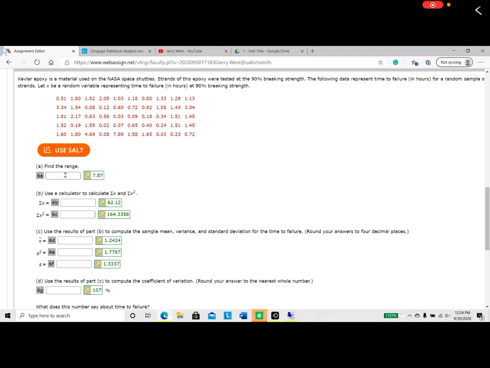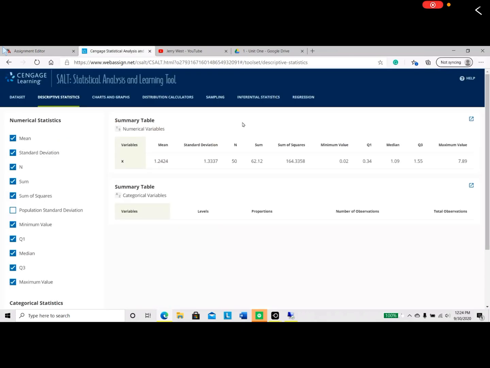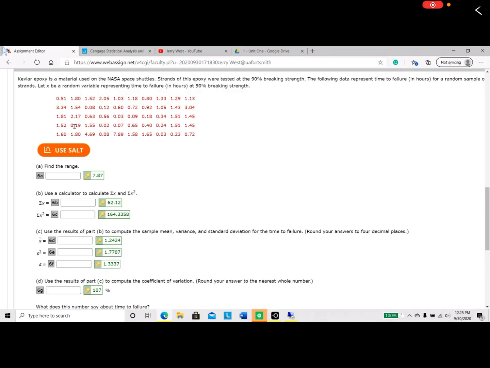First thing we're doing is finding the range. Range is maximum value minus minimum value. 7.89 minus 0.02, I get 7.87. And that matches your answer key.